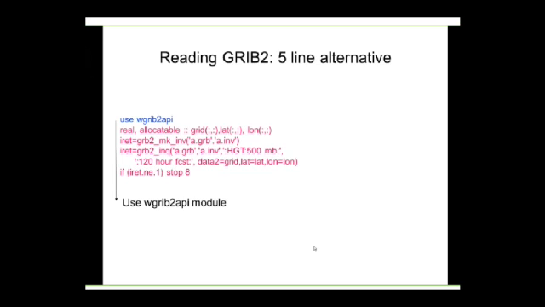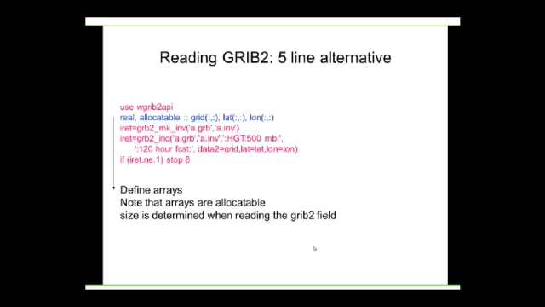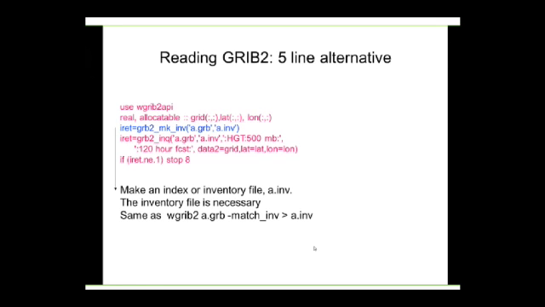Okay, next line, please. You have to define variables, and for the interface, you define real allocatable arrays, like grid, two-dimensional, lat, and long. The size of the arrays will be determined by the routine that reads the grib, so it makes it a lot easier. Next line, please. The third line is making an inventory file or index file.